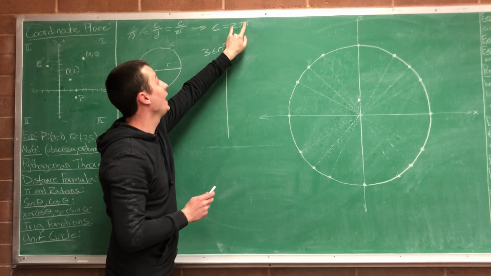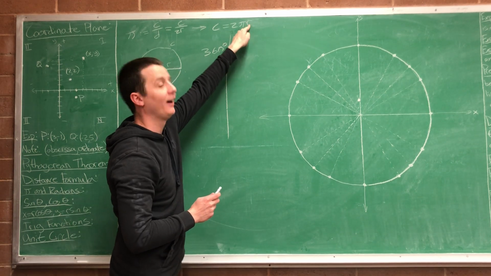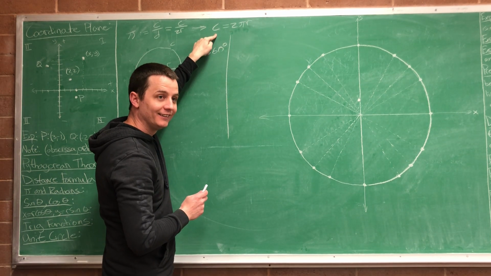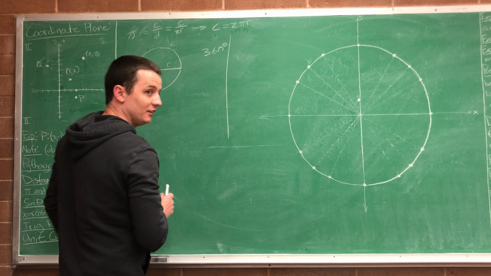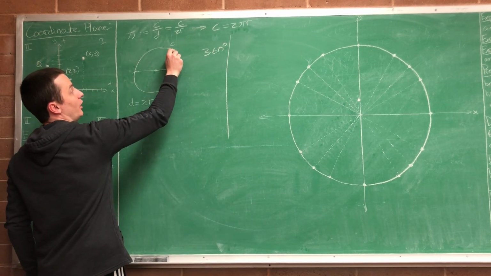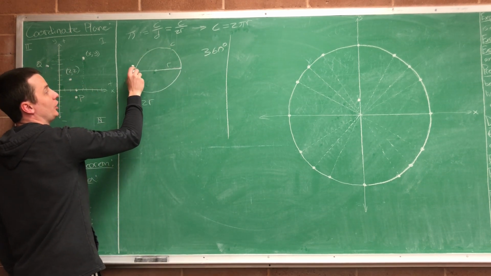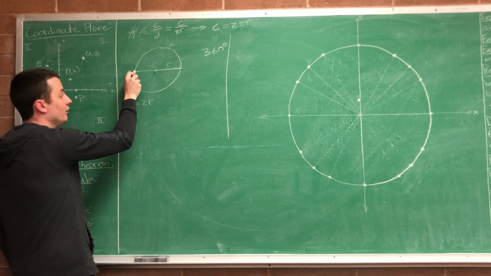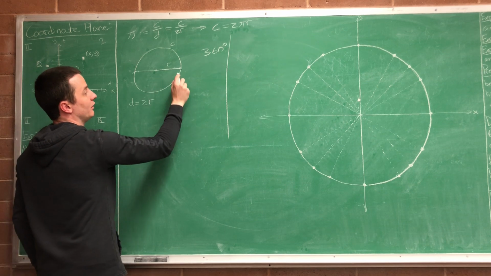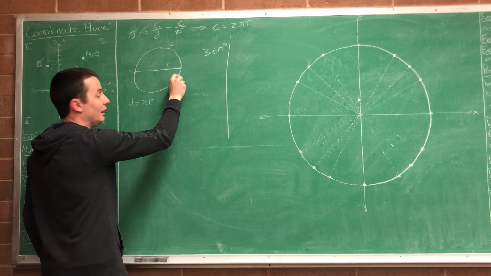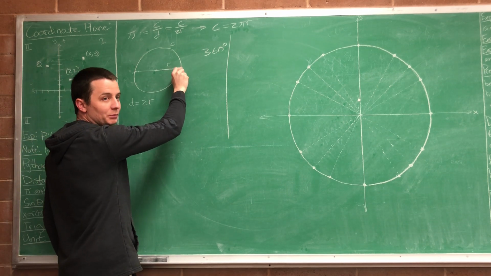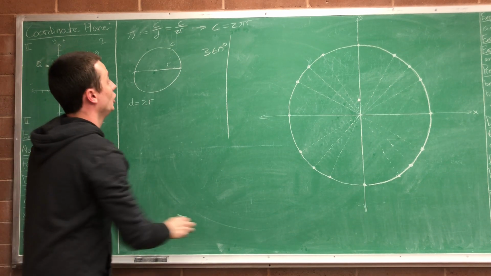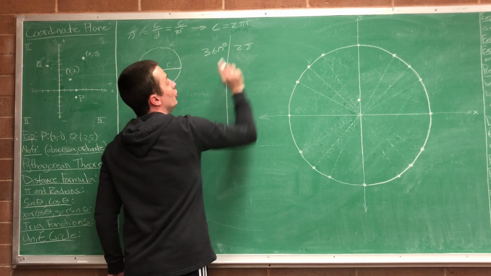2 pi. If I have 2 pi radiuses, I have the circumference. So 1 radius gets me this far, 2 gets me this far, 3 gets me this far, 3.14159 gets me this far, 4 gets me this far, 5, 6, and 6.28 and so on gets me this far. You with me? So it's 2 pi radiuses.